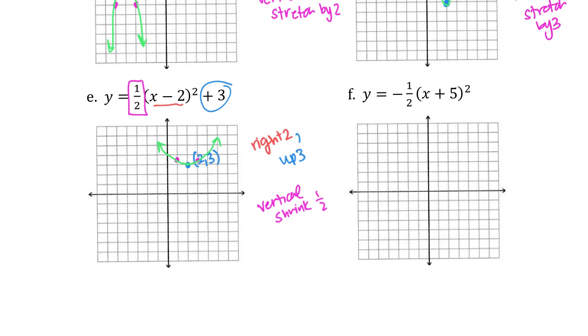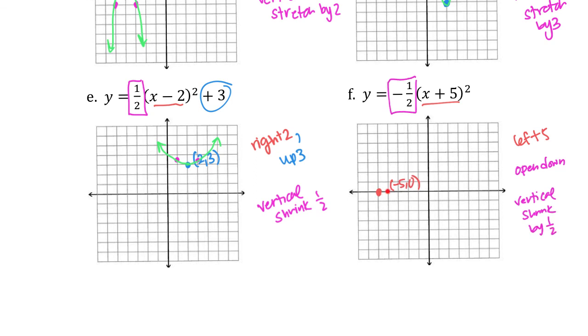Okay, one more. Okay, let's look in the parentheses. X plus 5, vertex moves left 5. There's no vertical translation because there's nothing at the end. So left 5, 1, 2, 3, 4. So my vertex is at negative 5, 0. Let's see, I have a negative 1/2 here. The negative just tells me it's going to open down. I don't have to write it because it didn't ask, but just keep it in mind. The vertical shrink by a factor of half.